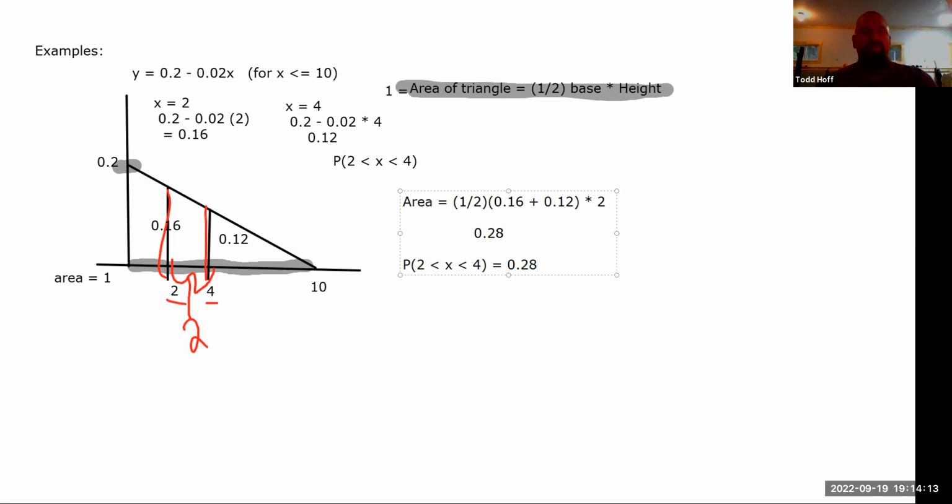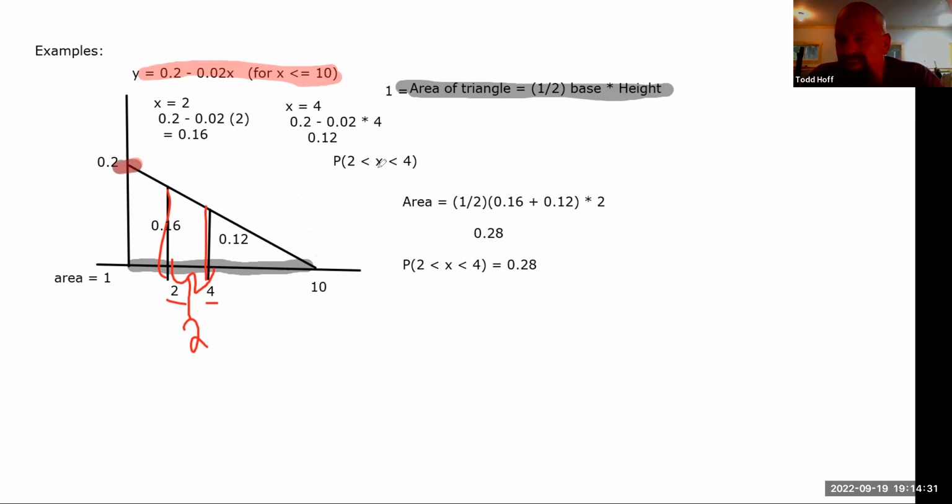Now there's a lot of messing around there because we were simply given the triangle and its dimensions. We had to figure out this equation. And that's just going back to our basic algebra of using the y-intercept and then finding the slope of the line.